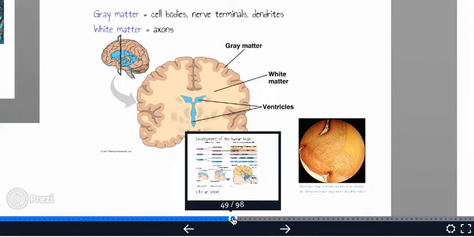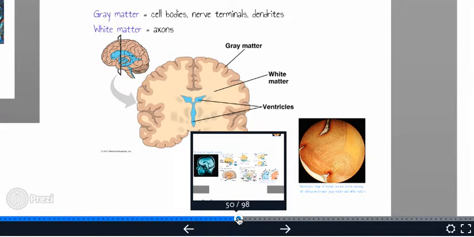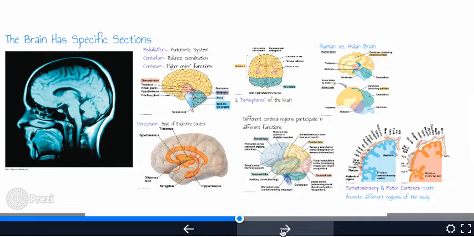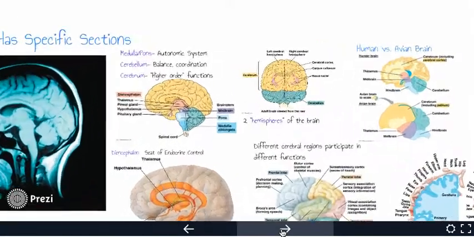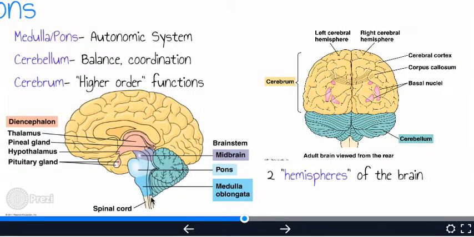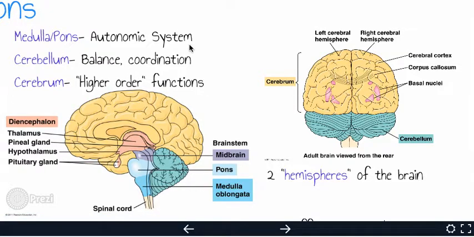So let's pop into what we didn't get to really discuss the other day. We looked at development, but we didn't get too much further than this. So let's go over what the brain is doing. Okay, so the medulla and the pons, here it is, here's the pons, here's your medulla just above your spinal cord. This is autonomic nervous system. So you don't have to think about it.